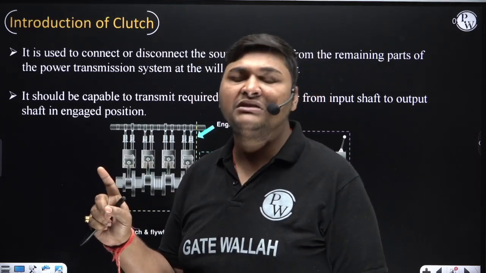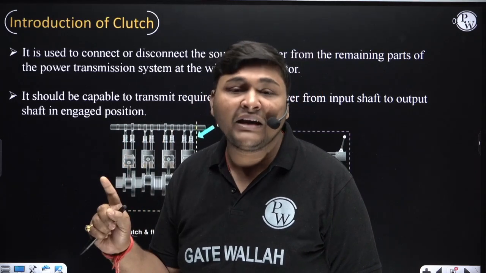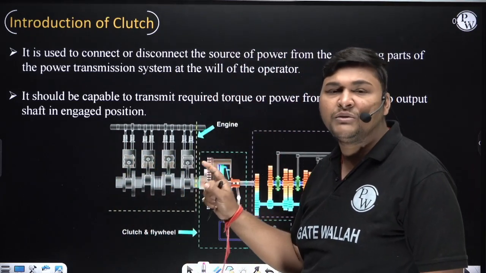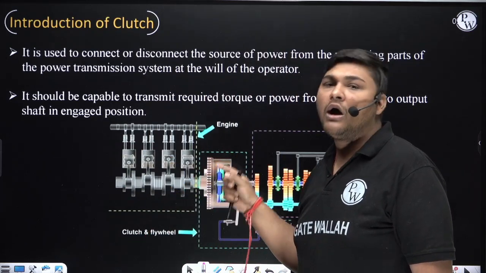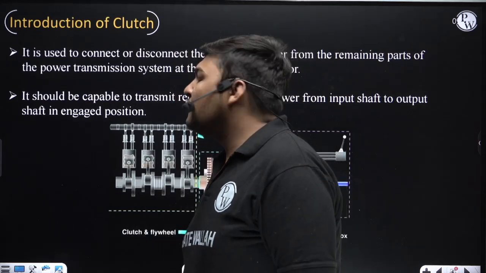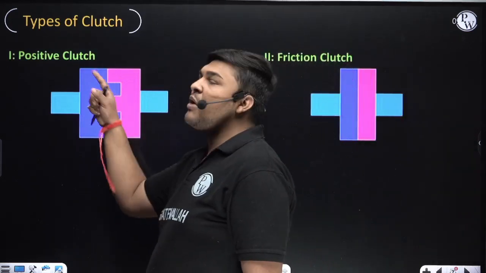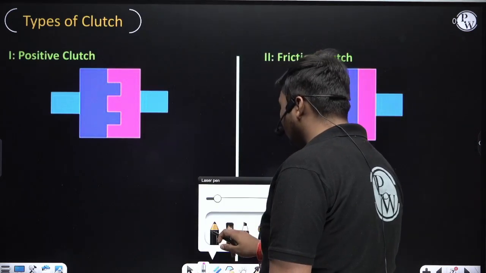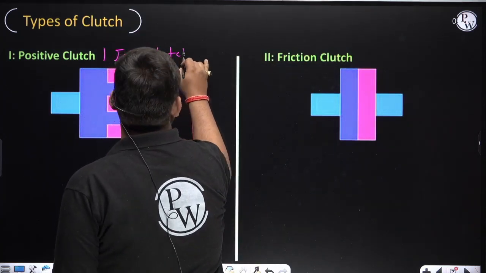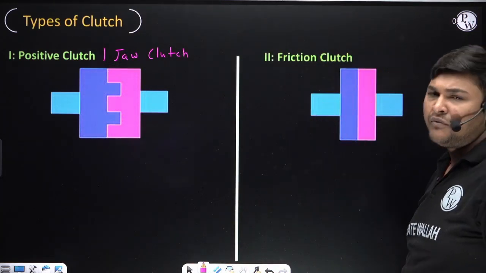When the clutch is in engaged position, it should be capable of transmitting the required torque from input to output. So these are the basic purposes of the clutch. Now, to fulfill this purpose, generally we use two types of clutch. One is known as positive clutch, also known as jaw clutch. And second is friction clutch. In the GATE syllabus, we mainly have to deal with friction clutch.